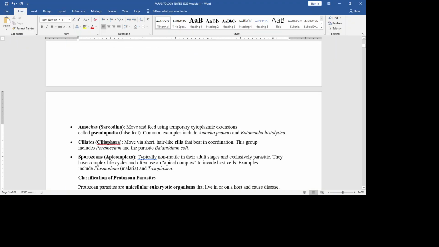Then the other category of protozoa include the ciliates, which belong to the Ciliophora, and they move with the help of short hair-like projections that beat in coordination. And this group consists of free-living and parasitic forms, whereby the free-living forms are represented by the paramecium, while the parasitic ciliates are represented by the Balantidium coli.